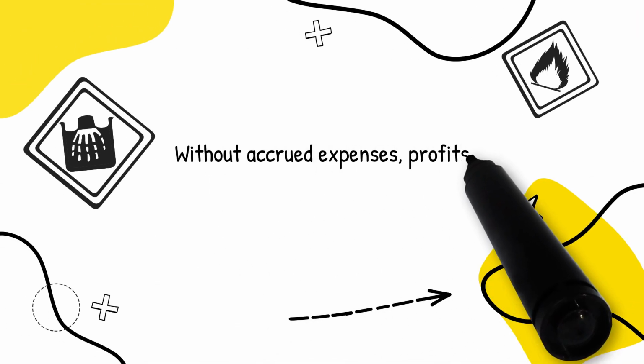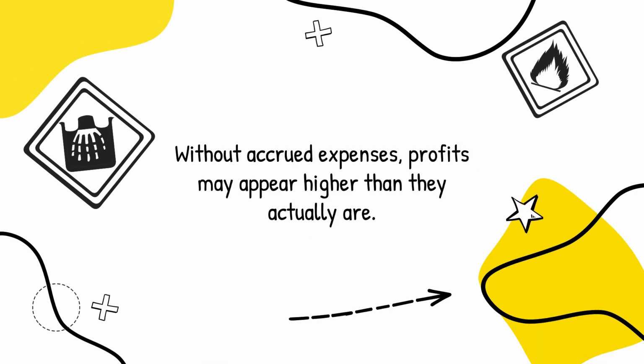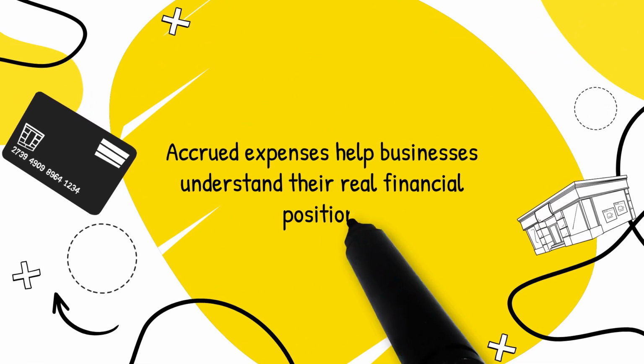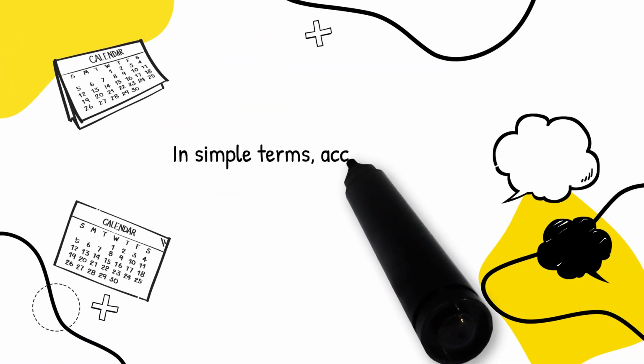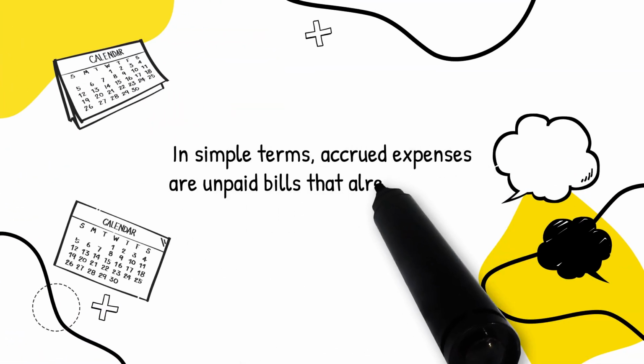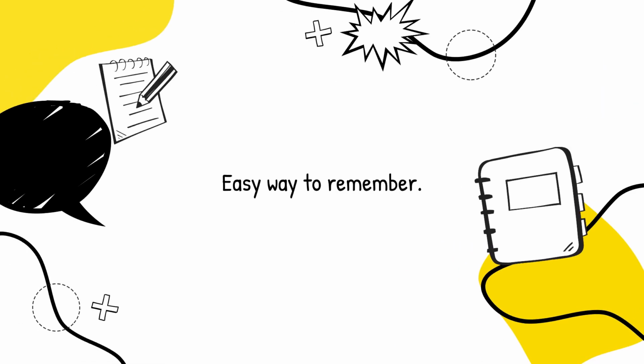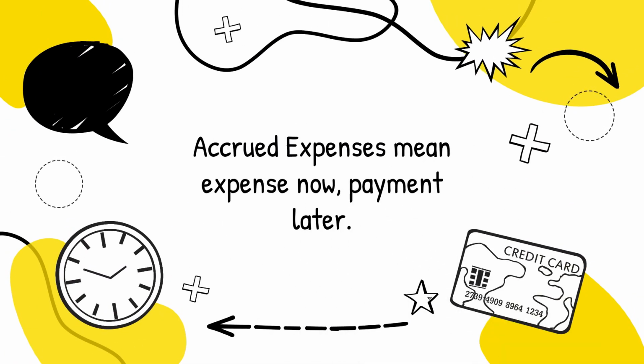Without accrued expenses, profits may appear higher than they actually are. Accrued expenses help businesses understand their real financial position. In simple terms, accrued expenses are unpaid bills that already belong to the current accounting period. Easy way to remember: accrued expenses mean expense now, payment later.